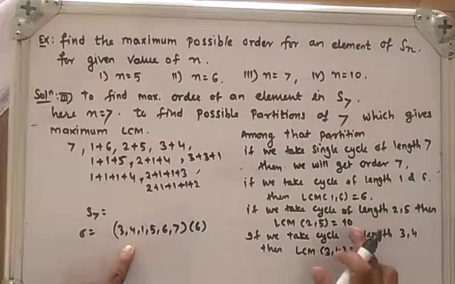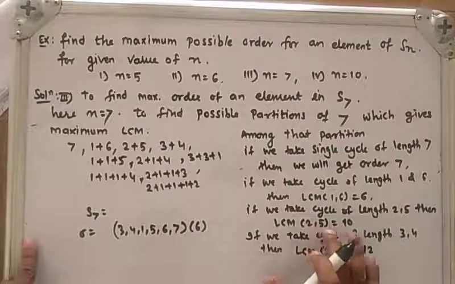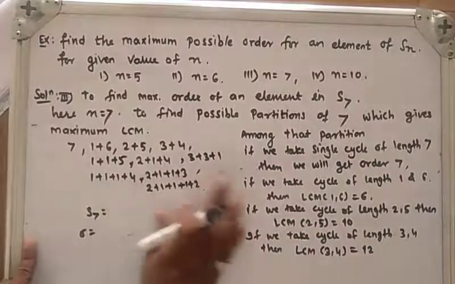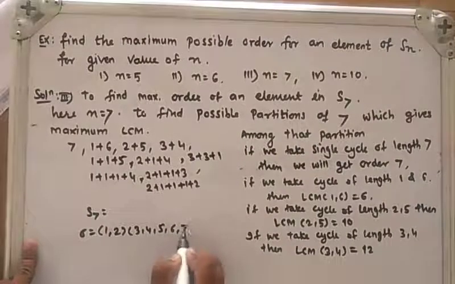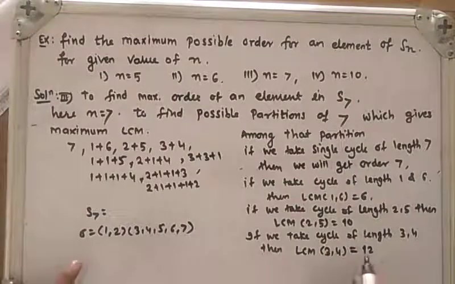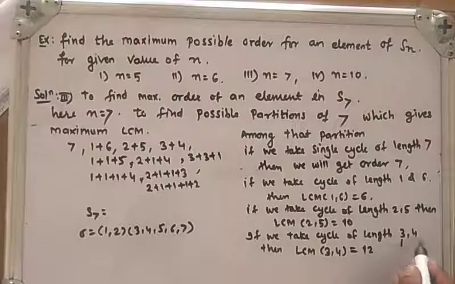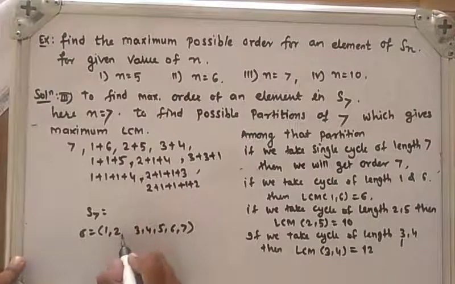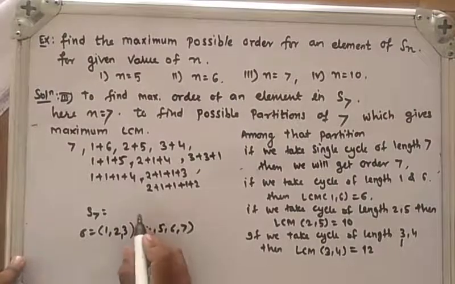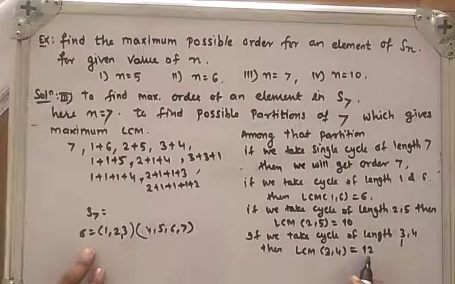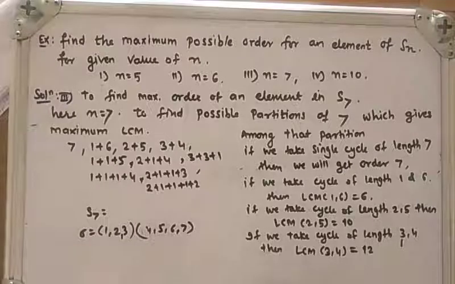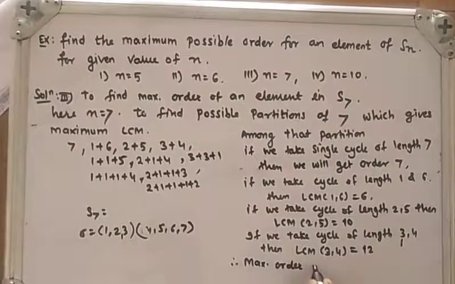Now for order 10 we will take one cycle of length 2 and a second cycle of length 5. So I will write 1 2, next 3 4 5 6 7. So the LCM will be 10. If I take two cycles whose lengths are 3 and 4 simultaneously, then I will take 1 2 3 and the second one is 4 5 6 7. Then in that case we will get the maximum order, which is 12. Therefore the maximum order in S7 is 12.